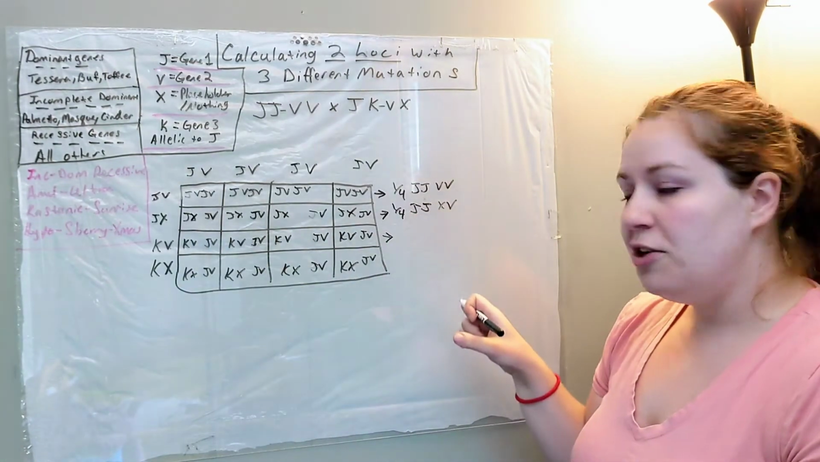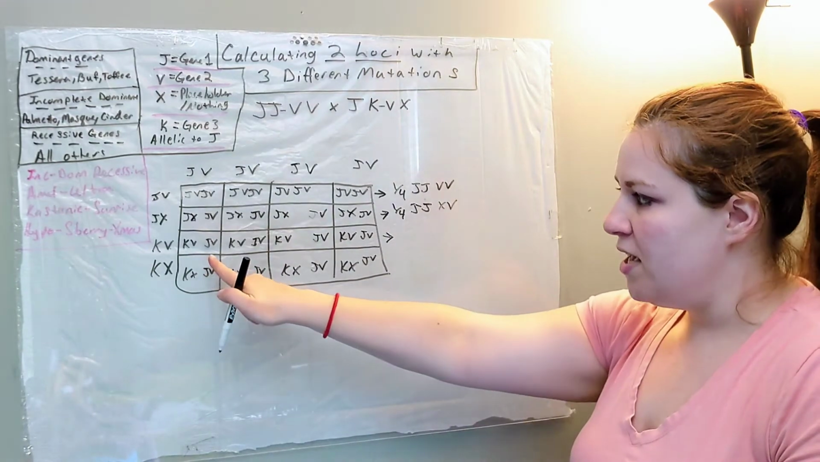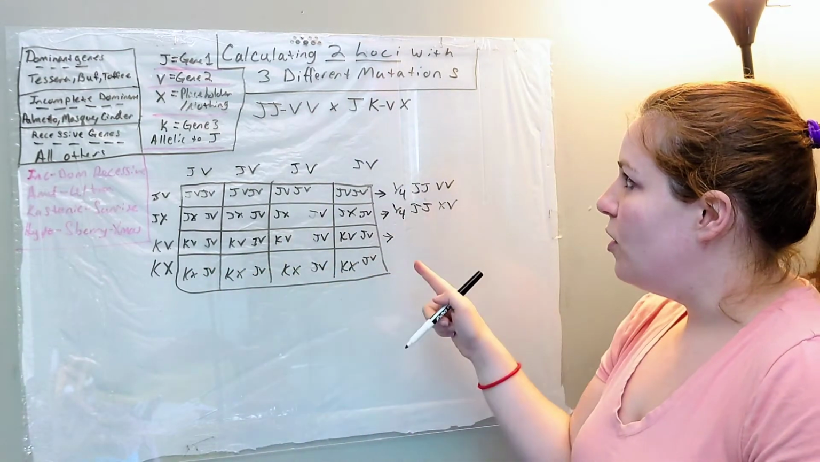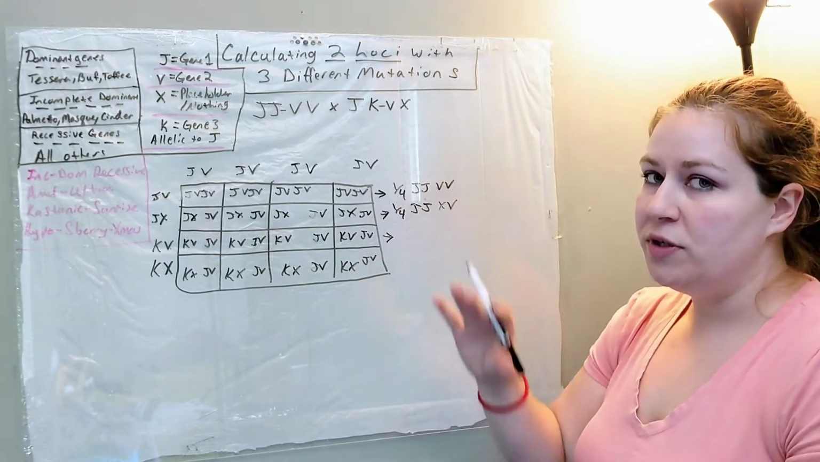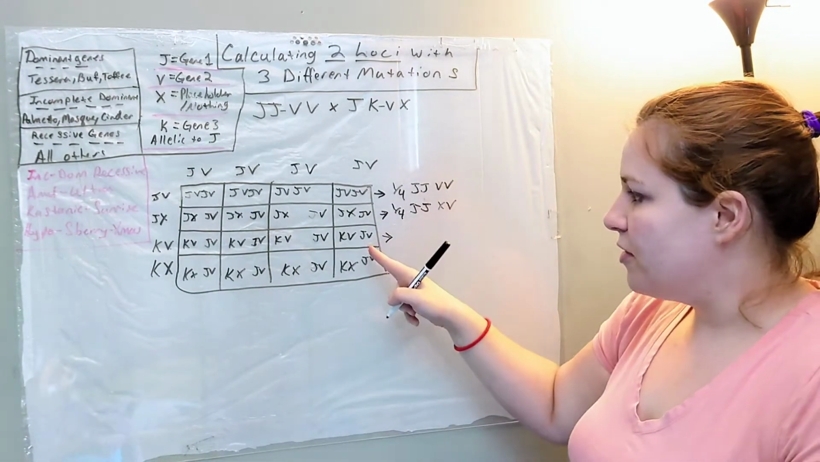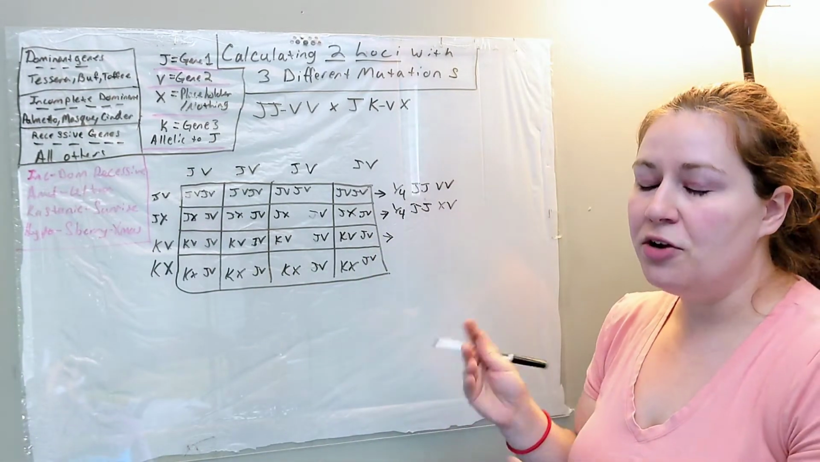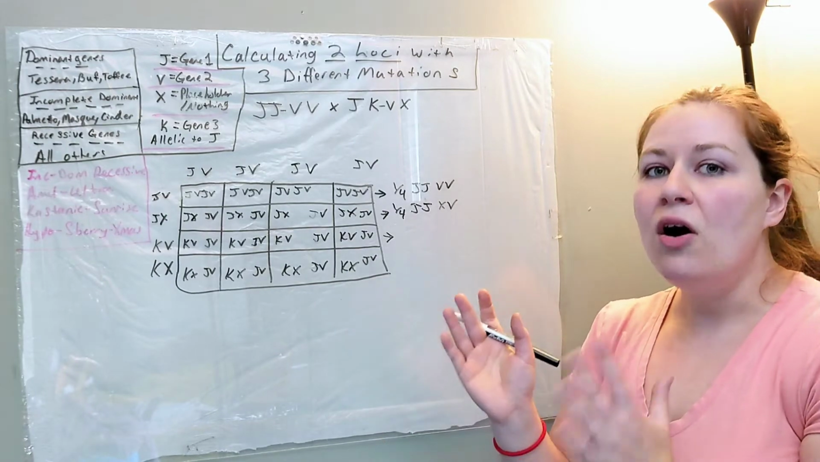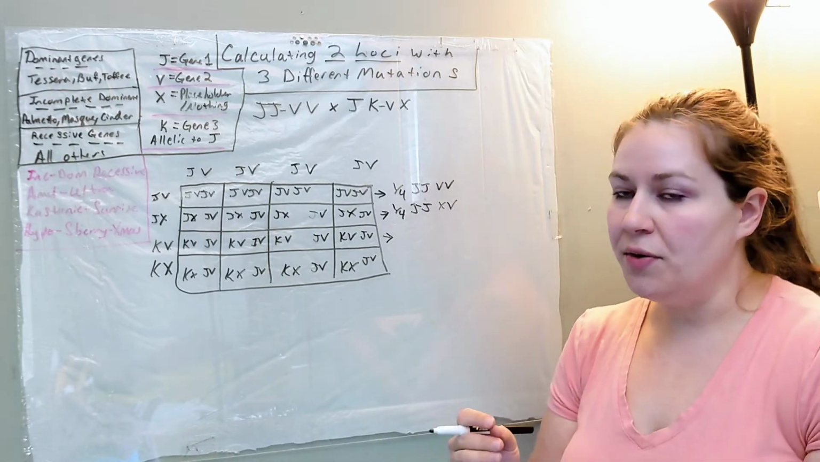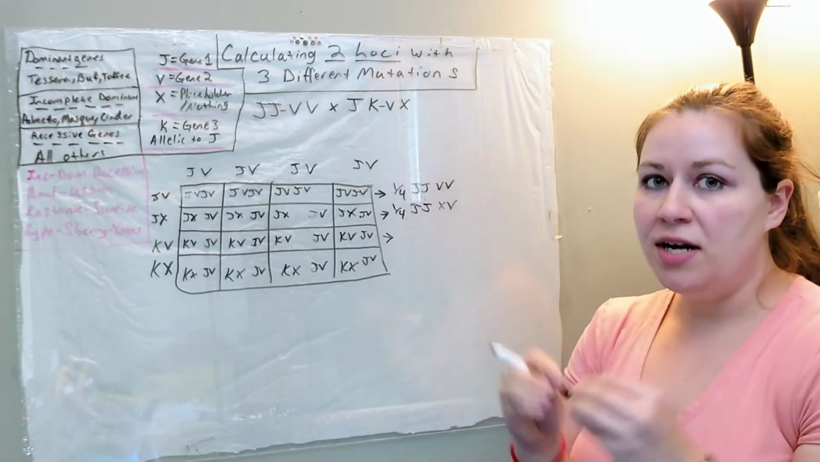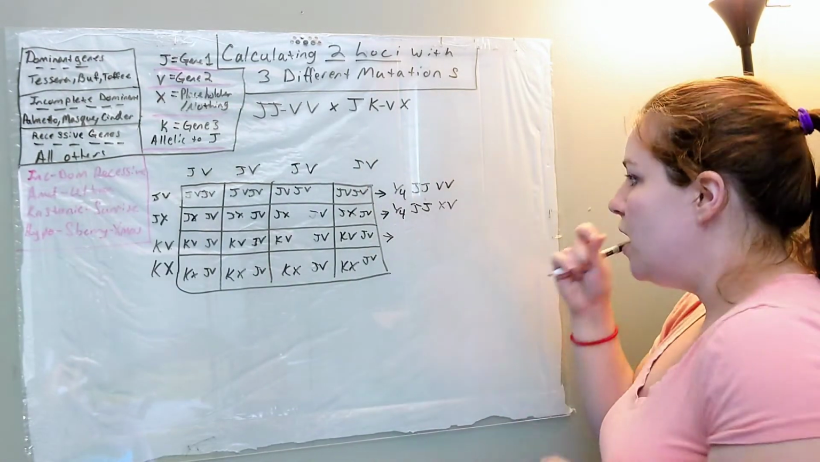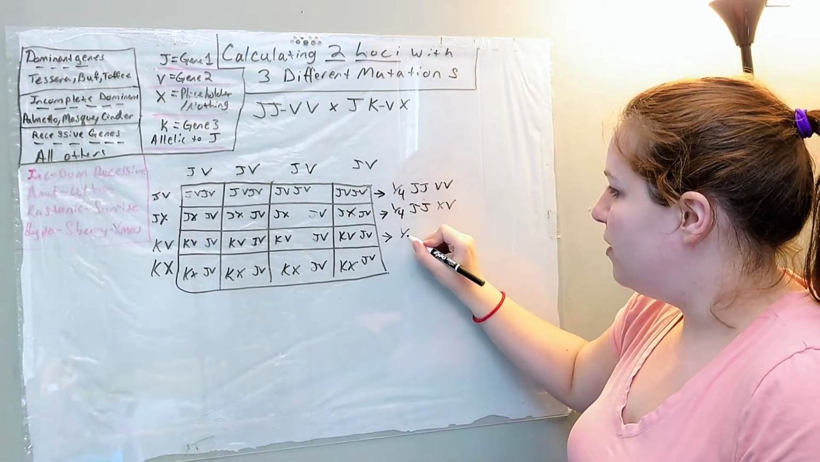These are where it gets a little bit different. So we have KV, JV. And so what we're going to have here is homozygous V, and then heterozygous K, heterozygous J. And remember, since J and K are allelic to each other, meaning they share a locus, they can appear next to each other just like they do up here. So we also have 1/4.